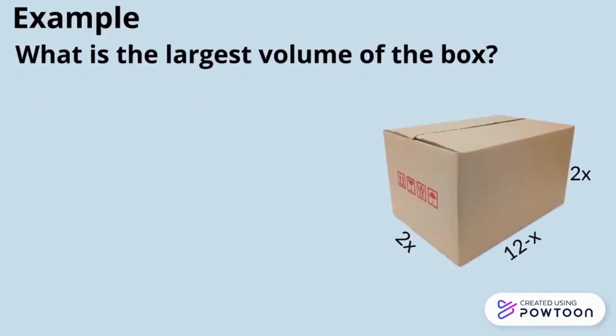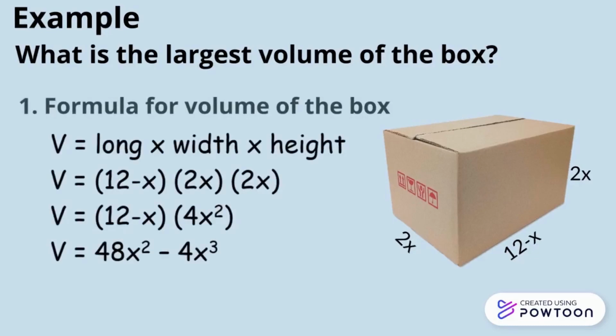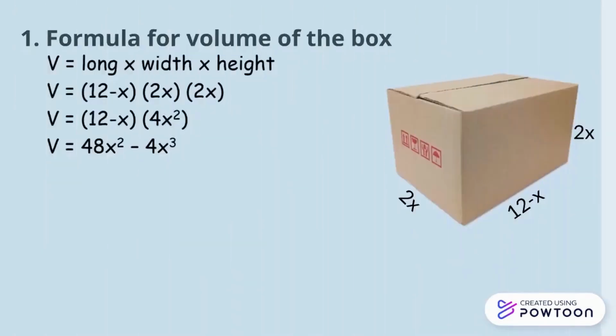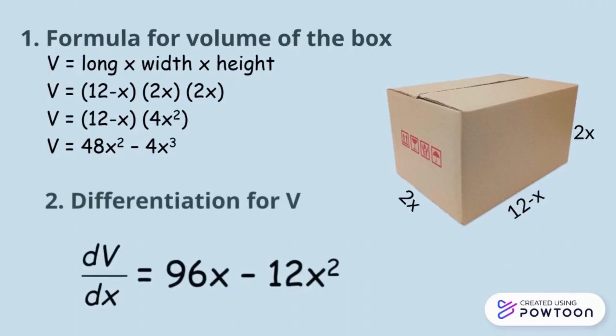Let me give an example of how to find the largest volume of the box. The first step is we need to know the formula for volume of the box. The formula is long times wide times height, and with this formula, we can know that volume equal to 48x squared minus 4x power 3. Next, we need to do differentiation for the volume, and the differentiation for the volume is 96x minus 12x squared.